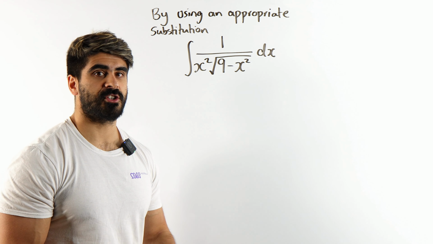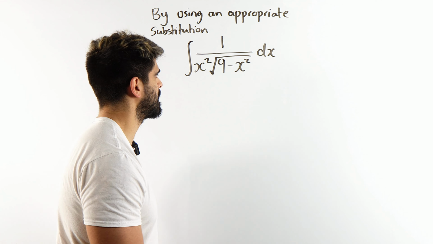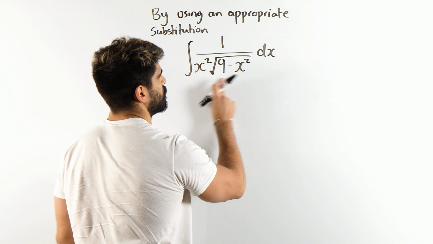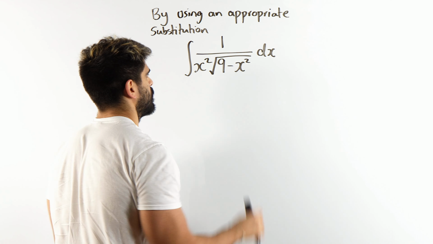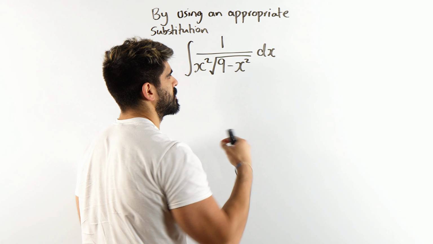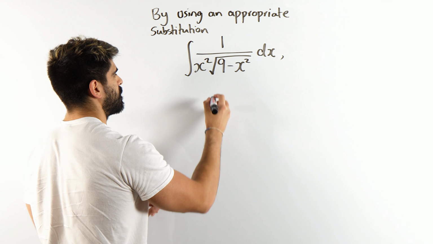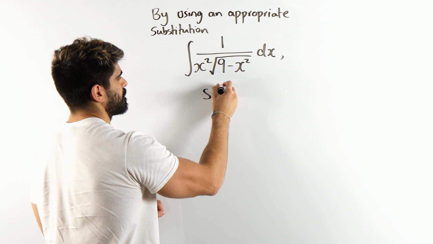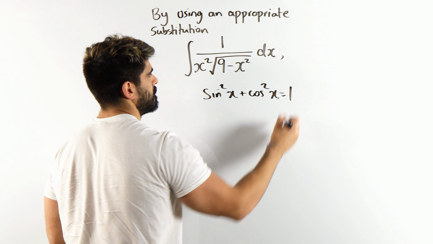Now, if they did ask you to come up with one yourself, it's a very rare occasion, but I have seen it. You have to focus on the root. Now, root 9 minus x squared, it's a clear trig substitution. You're not going to make that equal u or anything like that. This format is always a trig substitution. Where does it come from? It comes from our favorite, sine squared plus cos squared is 1.